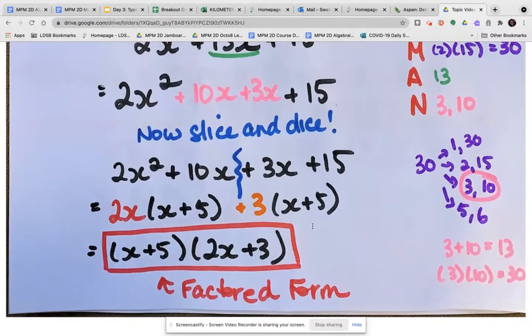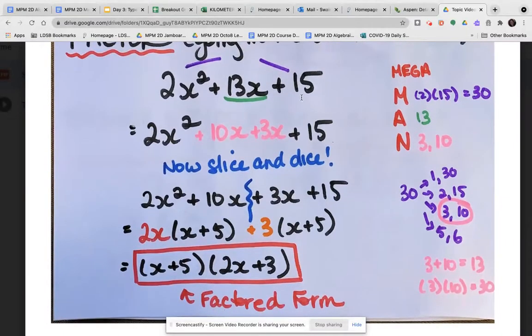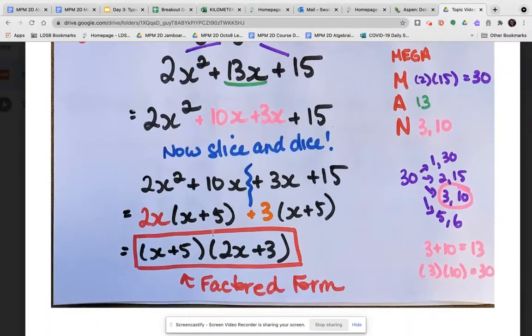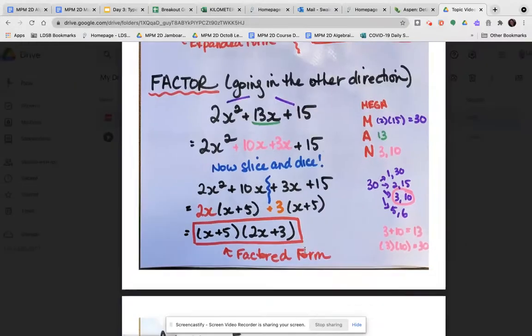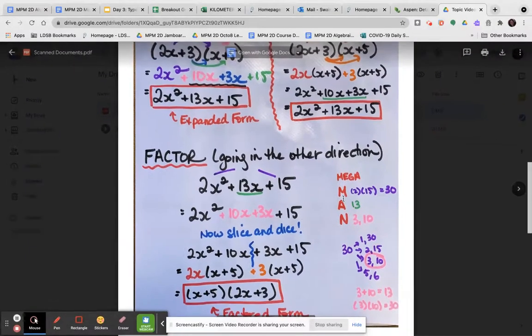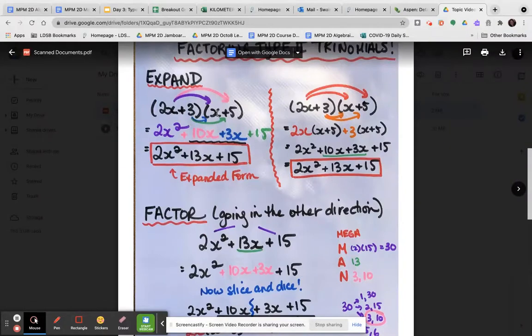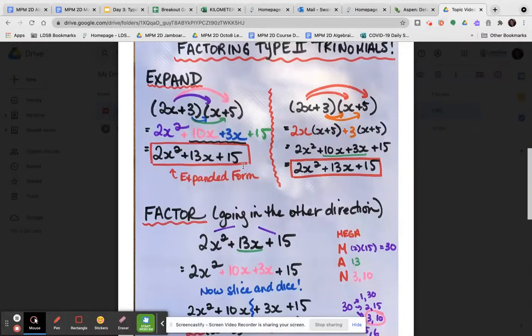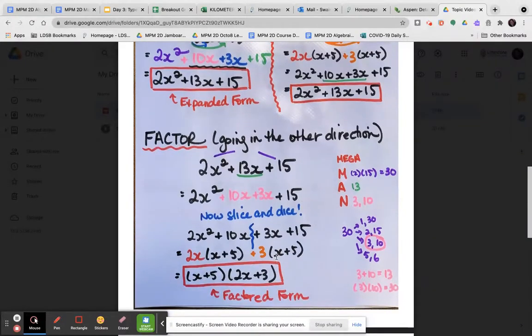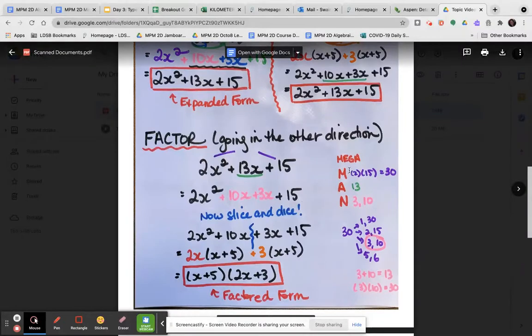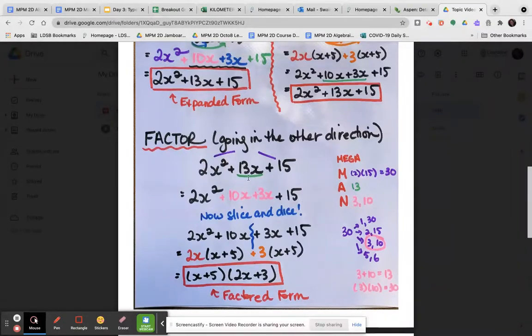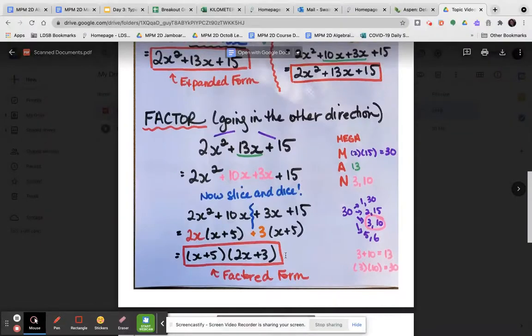Okay, so when I take my 2x squared plus 13x plus 15, and I break it down, I decompose it, I slice and dice it, I end up being able to factor it by grouping to end up with x plus 5 times 2x plus 3, which is exactly what we started with at the beginning. Okay, so this page here, I'm just going to zoom out. This page shows how I can take an expression 2x plus 3 times x plus 5, and expand it to get my 2x squared plus 13x plus 15. And then I can go in the other direction using this strategy of, again, finding two numbers that multiply and add, but this time using those two numbers to break the polynomial up into a polynomial with 4 terms, slice and dice it to get our factored form.